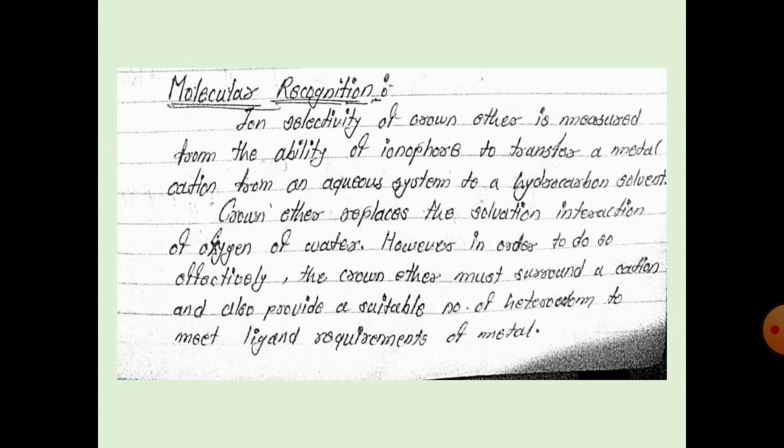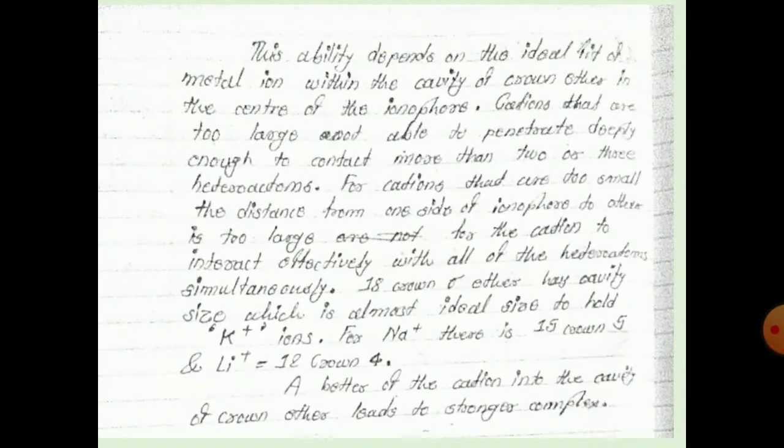So 18-crown-6 ether has a cavity size which is almost the ideal size to hold K+, that is potassium ions. For Na+ it is 15-crown-5, and for Li+ it is 12-crown-4. The closer fit of the cation into the cavity of the crown ether leads to stronger complexes.